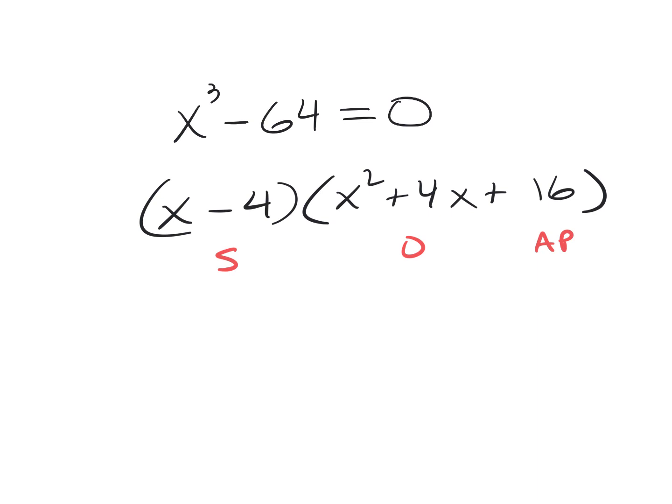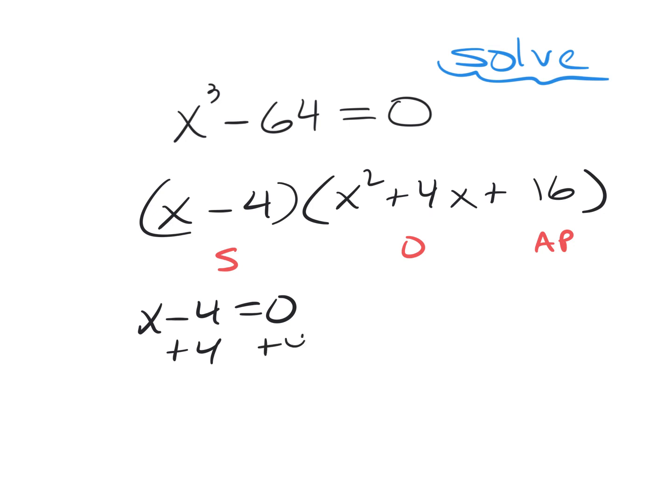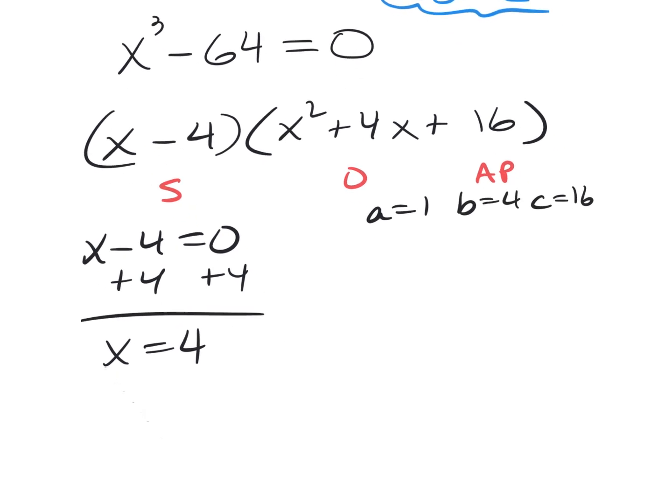Because the instructions here are solve. So I'm going to go ahead. I have a real solution that I'm going to get from the x minus 4. So my real solution to this is x equals 4. But I also have 2 imaginary solutions that I'm going to get from the trinomial. I'm going to do quadratic formula. You could also do completing the square. So my a term is 1, my b term is 4, and my c term is 16.